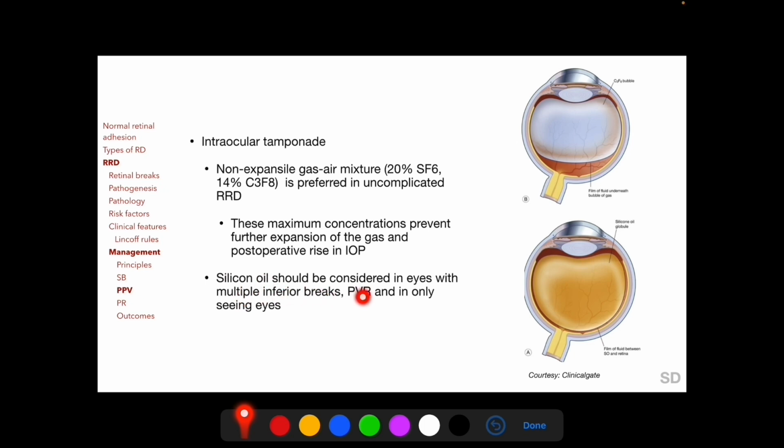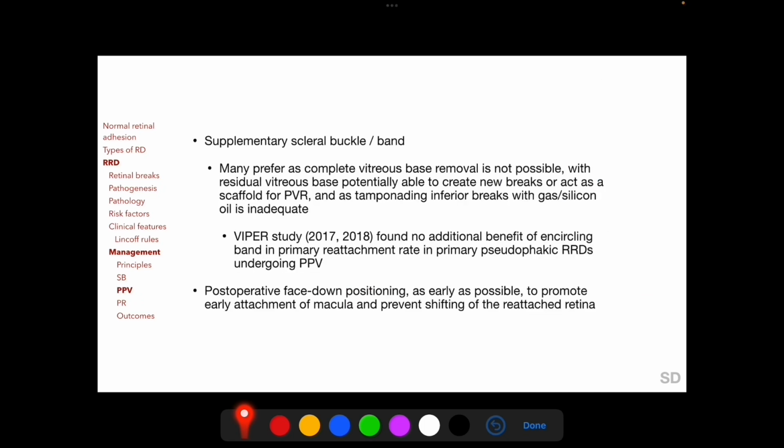and silicone oil is considered in eyes with multiple inferior breaks, proliferative vitreoretinopathy, and in only-seeing eyes. Along with PPV, many surgeons prefer to put a supplementary scleral buckle or band to support the vitreous base, as complete vitreous base removal is not possible, but the VIPER study found that there was no additional benefit of an encircling band in primary reattachment rate in primary pseudophakic RRDs undergoing PPV.